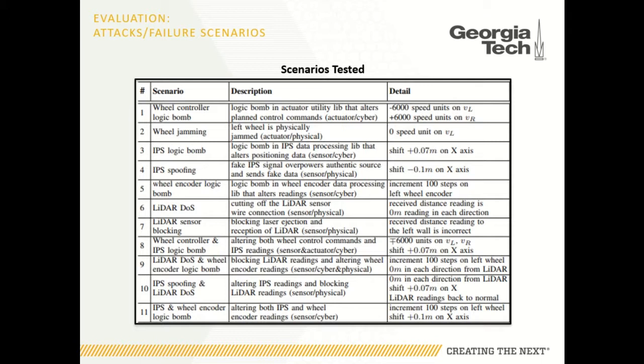Here were the attack failure scenarios for both robots. If you take a look, they start as a singular test, and as they progress through the scenarios towards the end, there's combinations. If you look at scenario 11, IPS and wheel encoder logic bomb, it's a combination of scenario 3 and scenario 5. This was generally the trend for most of these scenarios.